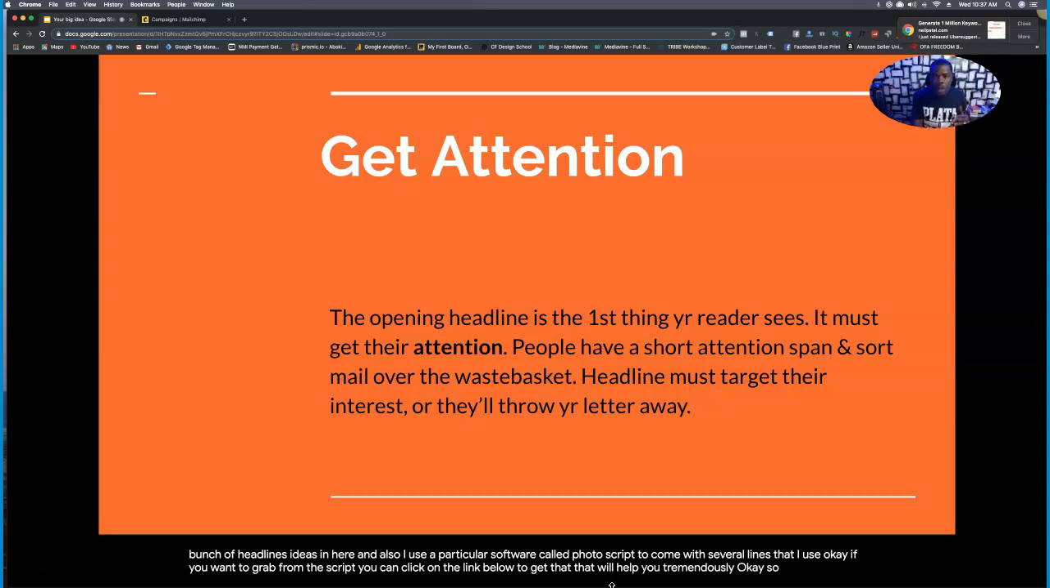So number one is you want to make sure that your headline gets their attention. It's got to be something that stops them when they scroll through, they see it, and they stop right away to take a look at it. So that should be your number one.